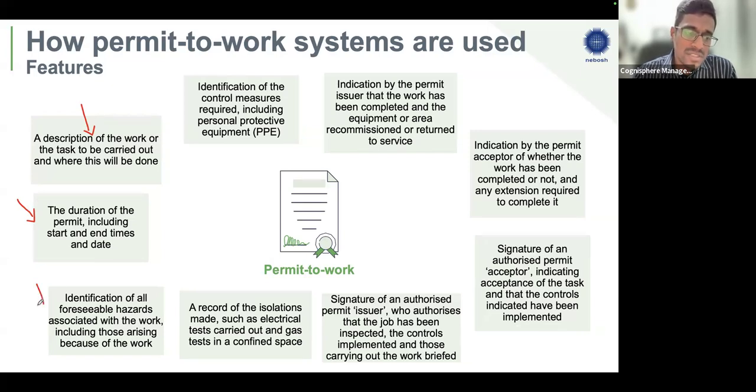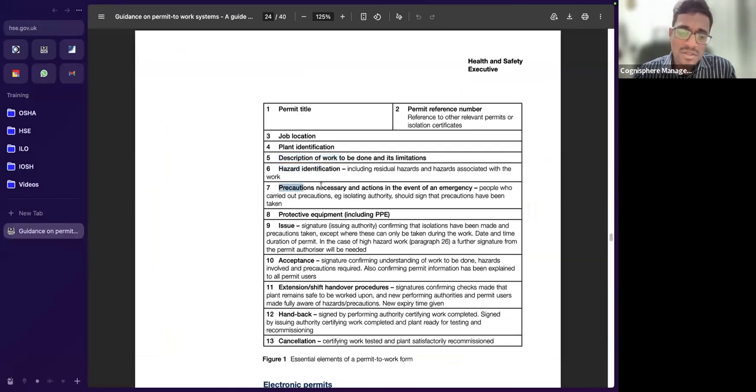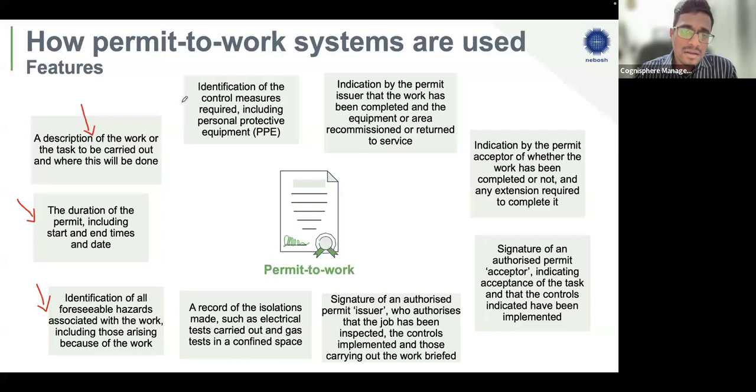And then you identify all foreseeable hazards associated with the work: hazard identification and precautions necessary, and then control measures, and a record of the isolations made, electrical or otherwise, and what testing is done before the work can start. All that information will be recorded. And then identify the permit issuer and ensure that he has completed the equipment or areas recommissioned or returned to service. So, the signature of an authorized permit issuer who authorizes the job. When someone is authorizing through a signature, that means they will do a careful assessment of the job before it can start. They will ensure the isolations are in place.